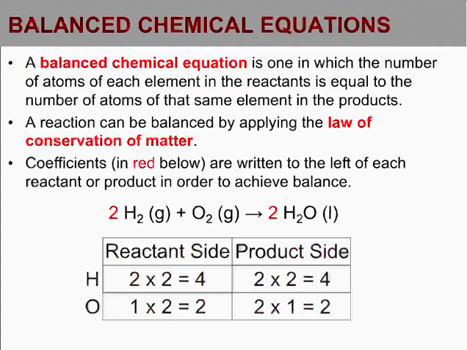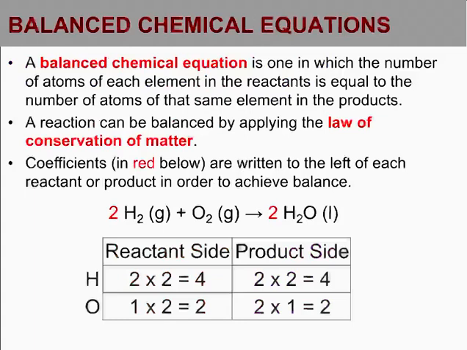Now, we do need to make sure that our chemical equations are balanced. So again, the number of atoms of each element in the reactants should be equal to the number of atoms of that same element in the products. So again, this has to do with the law of conservation of mass or matter.